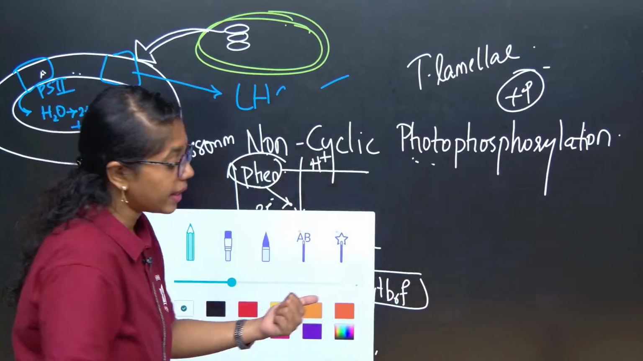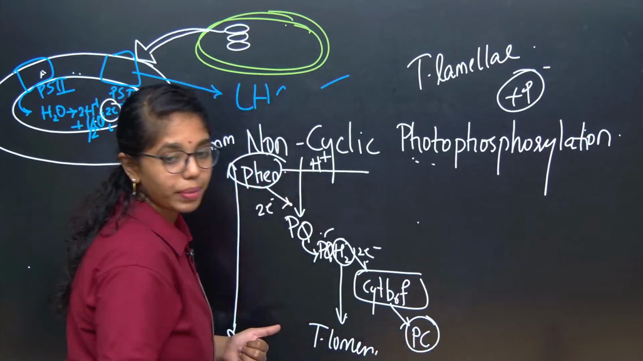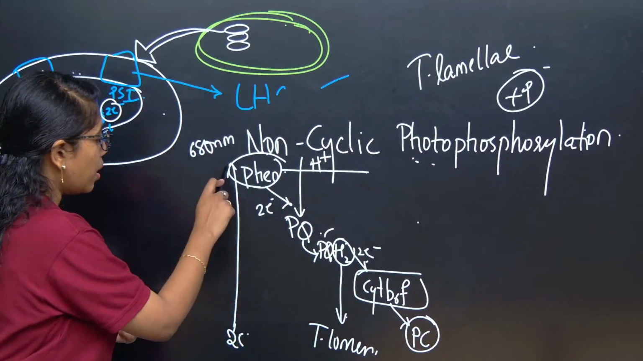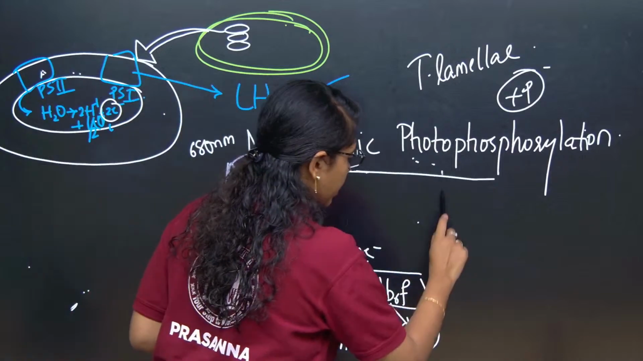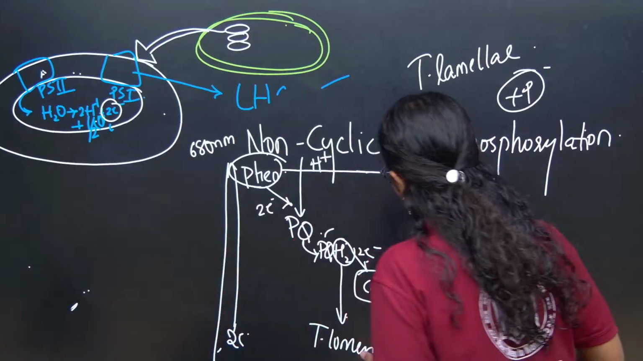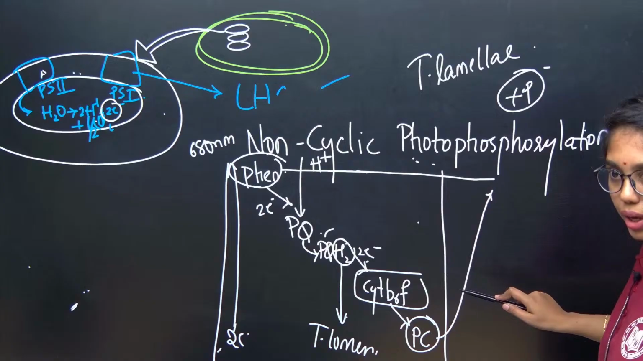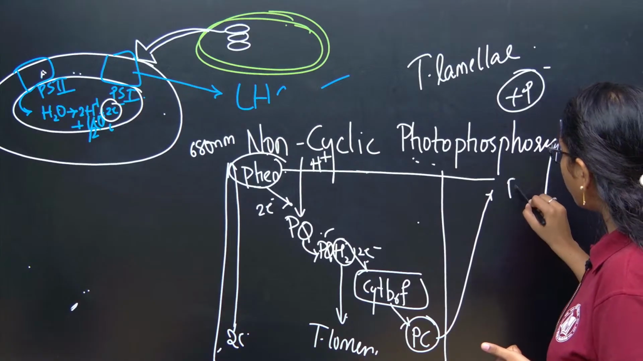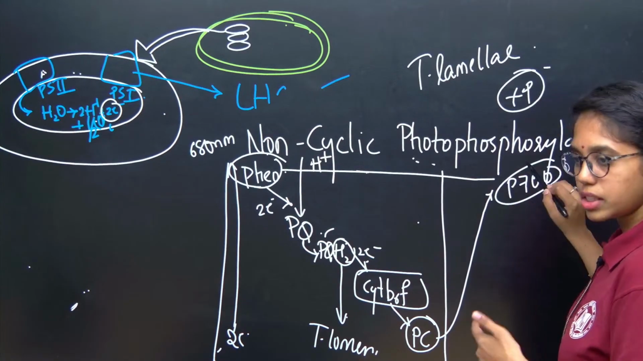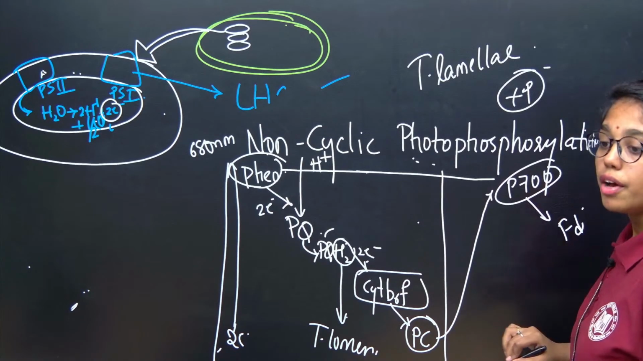Done. And the last electron acceptor of photosystem 2 is plastocyanin. Is that clear? From here to here it is photosystem 2. Fine. Now from plastocyanin, again an uphill movement is shown. Electrons are accepted by P700, the highest wavelength. And here the primary electron acceptor will be ferredoxin.